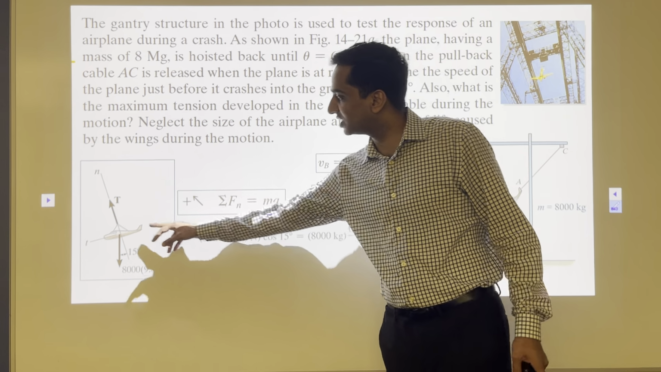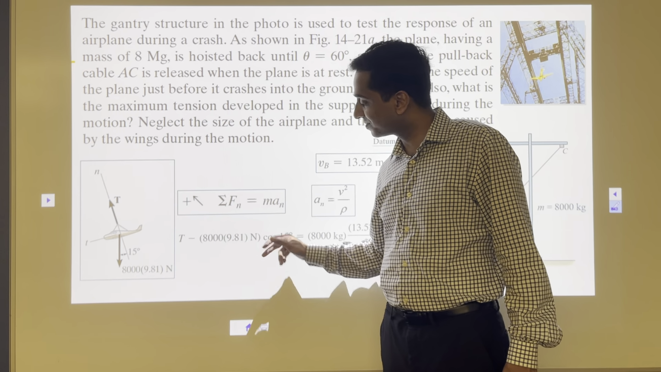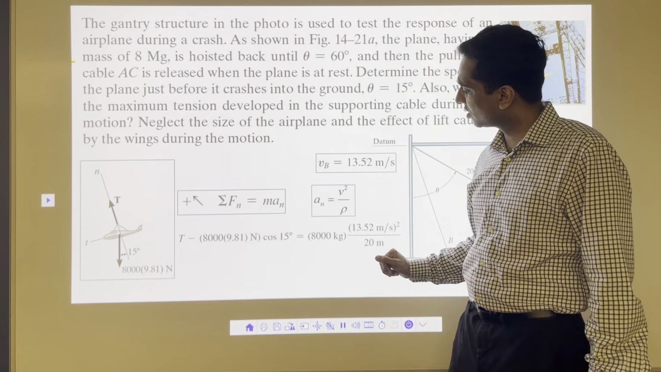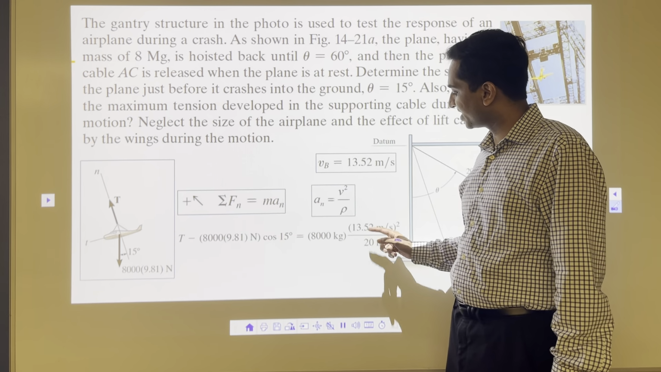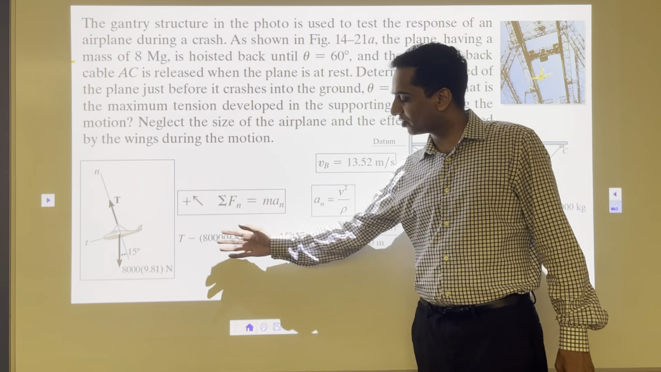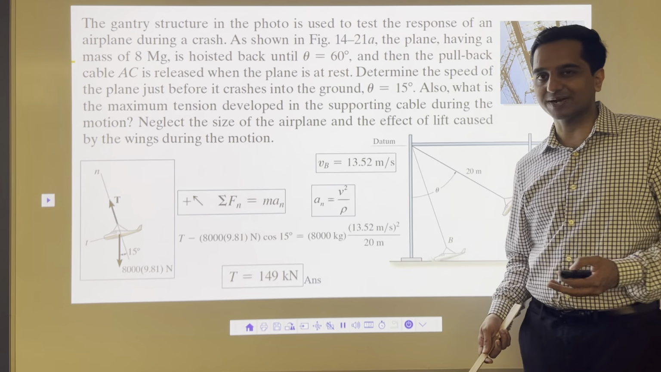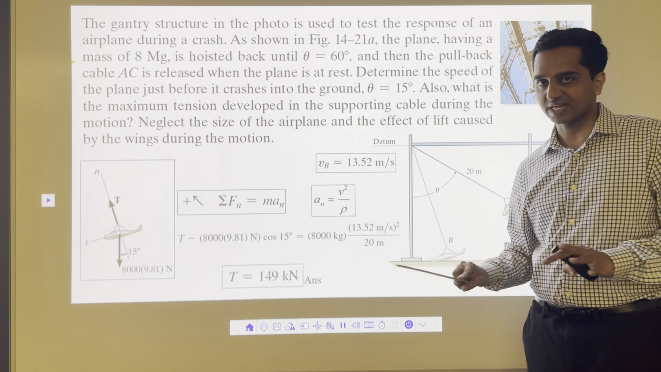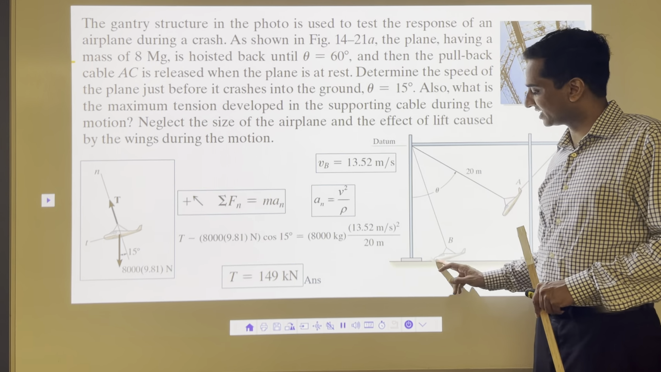I'm going to do that. So T is normal positive, weight W sin 15 is negative, W cos 15 downward, so it's going to be negative. I'm going to write that down, equal to mass 8000 times AN, which is this one. I have one equation, one unknown. I can calculate the final value of tension. Just like we do in chapter 13, 149 kilonewtons, and that's it. So that's my tension in the rope at its maximum velocity.